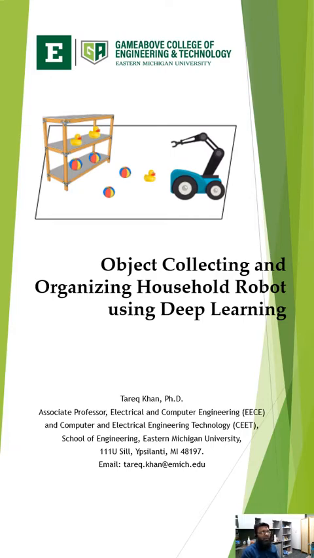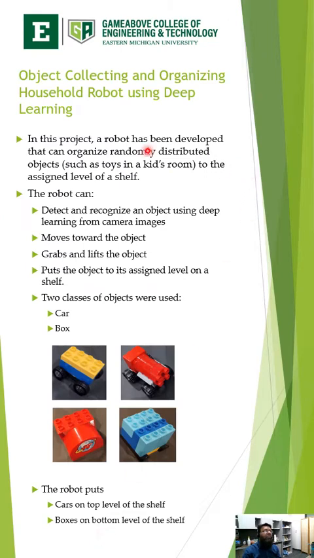I will now present the project Object Collecting and Organizing Household Robot using Deep Learning. In this project, a robot has been developed that can organize randomly distributed objects such as toys in a kid's room to the assigned level of a shelf. The robot can detect and recognize an object using deep learning from camera images. Then it moves towards the object, grabs and lifts the object. Finally, it puts the object to its assigned level on a shelf.